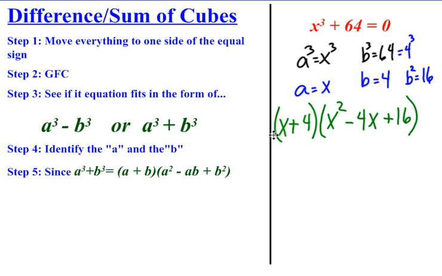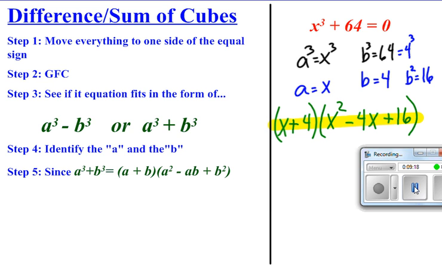We had no greatest common factors, so there is no number that needs to go out front. Therefore, this is our final factored form, for x cubed plus 64. That is the end. Make sure that you complete your classwork for the day.